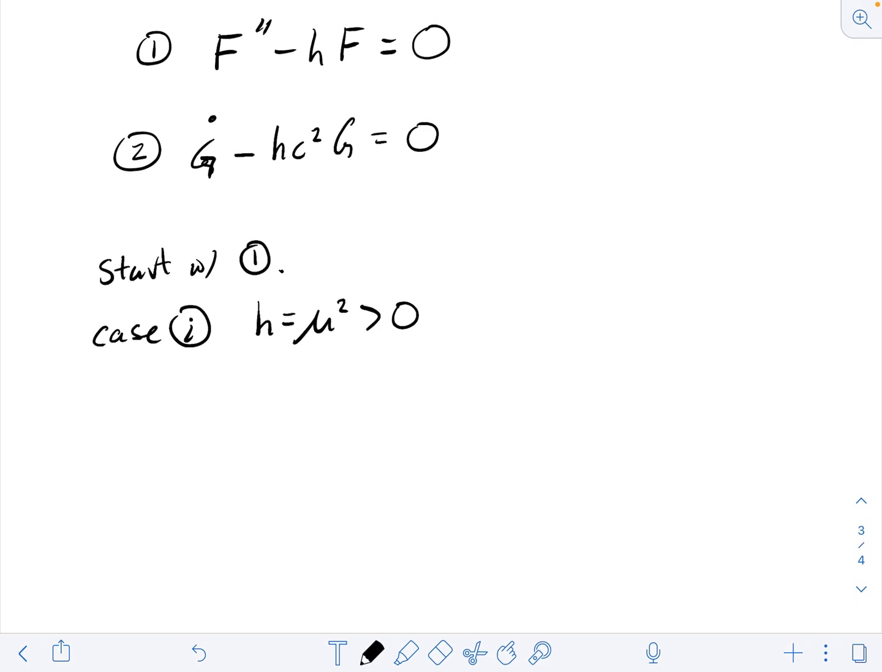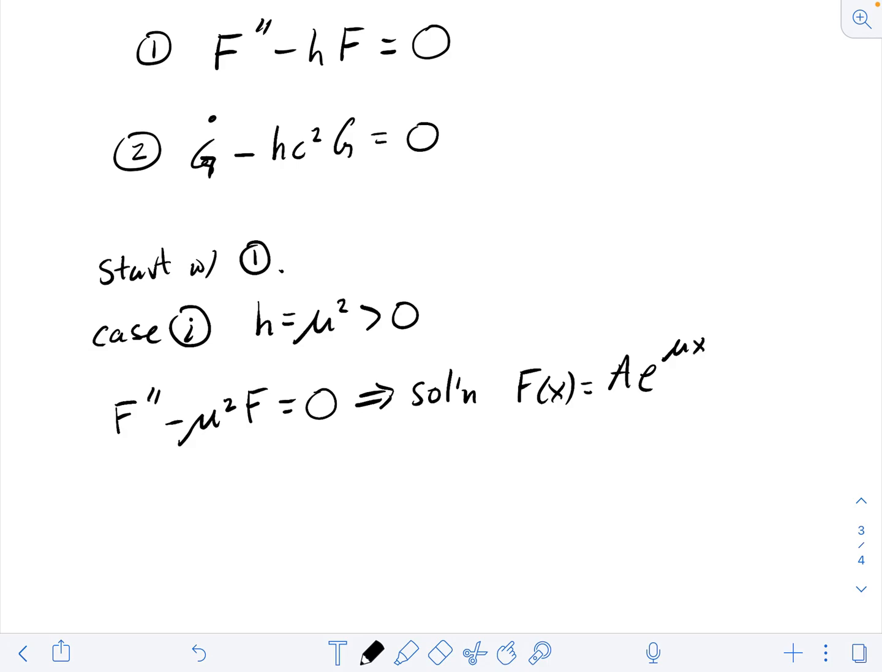So what we have then is that f double prime minus mu squared f is equal to 0. And the solution is f of x is equal to a e to the mu x plus b e to the minus mu x. And so you could just check that by taking the two derivatives and making sure that this equality holds.